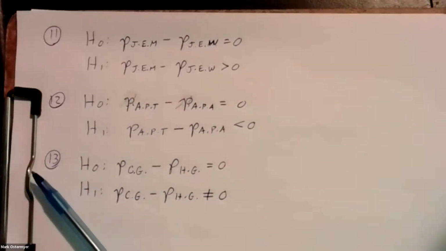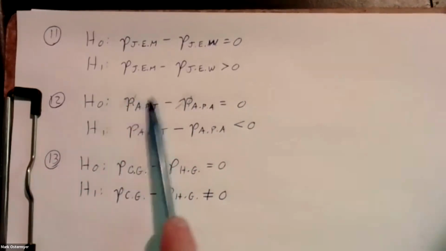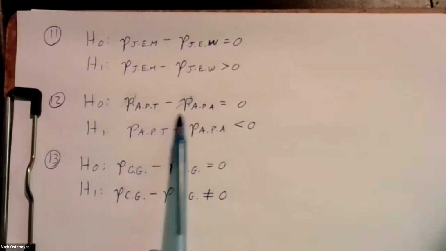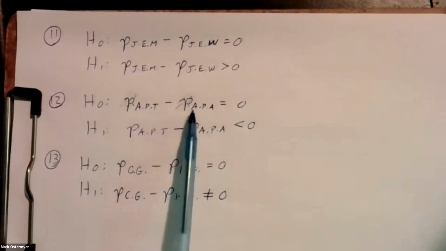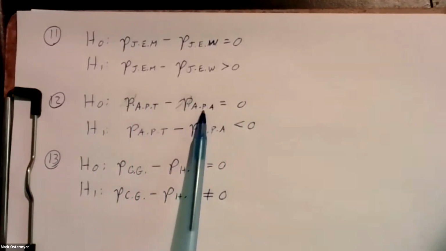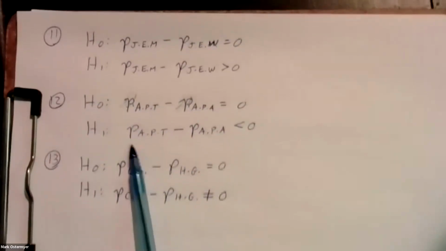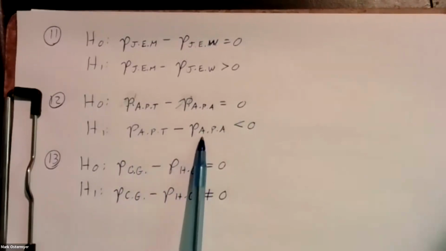Number 12, an environmentalist believes that the percentage of air pollution produced by trucks is less than the percentage of air pollution produced by automobiles. So the null hypothesis says essentially there is no difference regarding the percent of air pollution produced by trucks versus air pollution produced by automobiles. Whereas the alternative hypothesis says the percentage of air pollution produced by trucks is less than the percent of air pollution produced by automobiles.